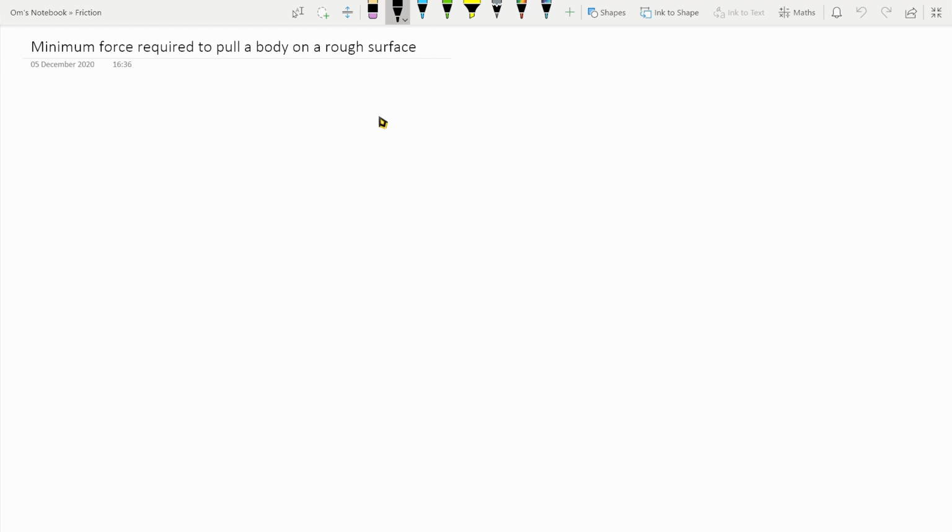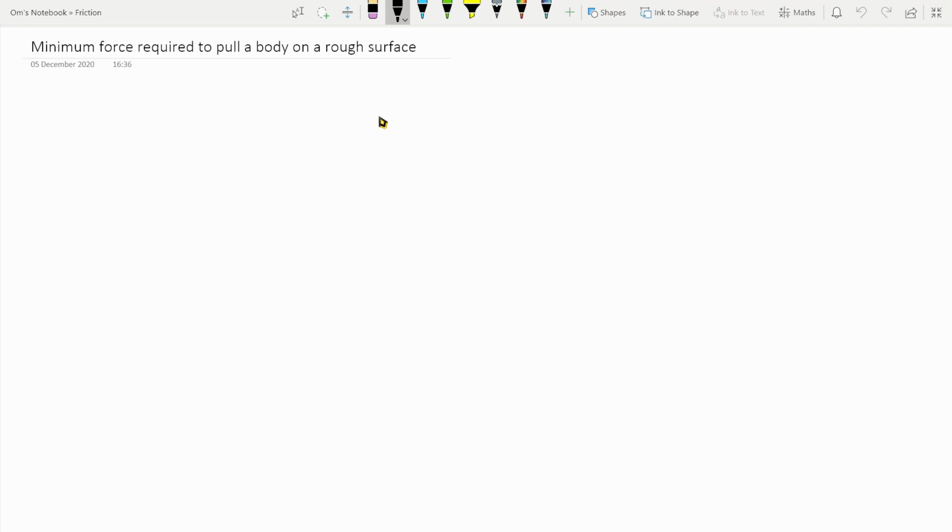So the problem reads, what is the minimum force required to pull a body on a rough surface? Now, when you see the term rough surface or smooth surface, this is just physics teachers' way of saying that this surface either has friction or there's no friction. So if it's a rough surface, there is friction involved, and if it's a smooth surface, there's usually no friction involved. And when we talk about force, remember that force is a vector quantity. Direction matters. And you will see just why I chose to put emphasis on that particular statement.